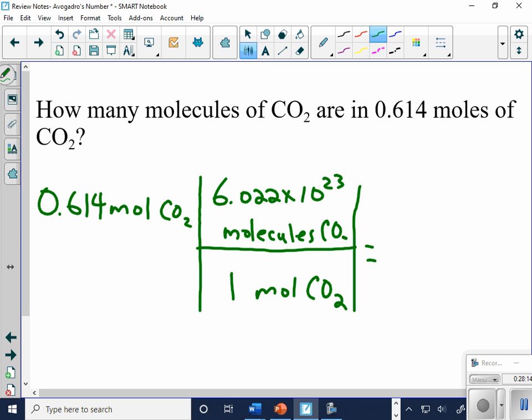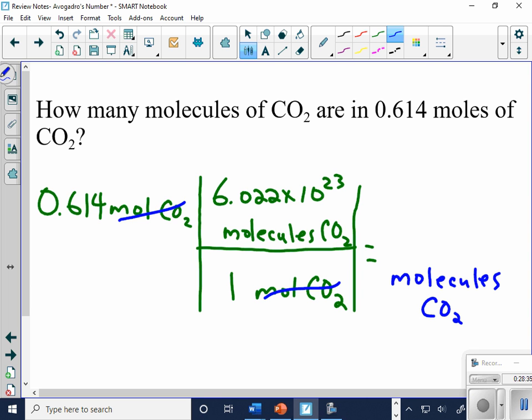Avogadro's number of molecules of carbon dioxide. A mole of carbon dioxide over a mole of carbon dioxide is equal to 1. That'll cancel. Leaves me with the label molecules of carbon dioxide.